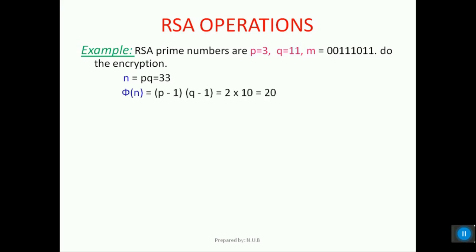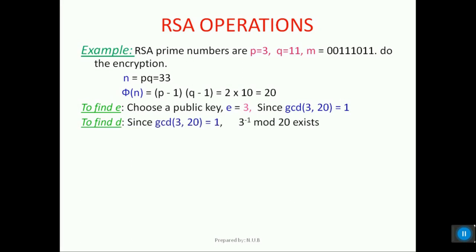Now let us calculate Euler's totient function, which is (p minus 1) into (q minus 1), which is equal to 2 into 10, that is 20. And now we have to find out the encryption key E, which is the public key. Let us consider a small number 3, which can be acceptable because GCD of 3 and 20 is equal to 1. Now let us find out the decryption key.